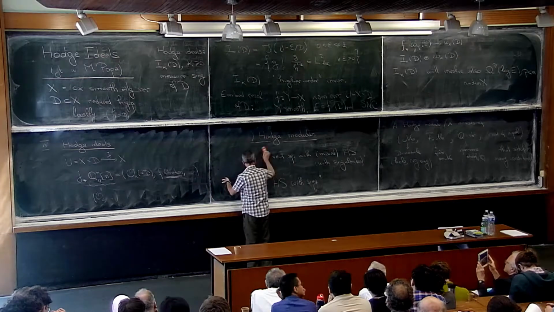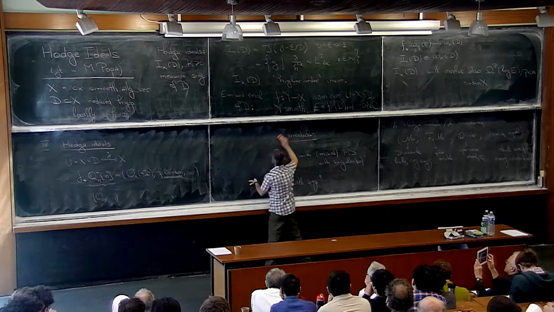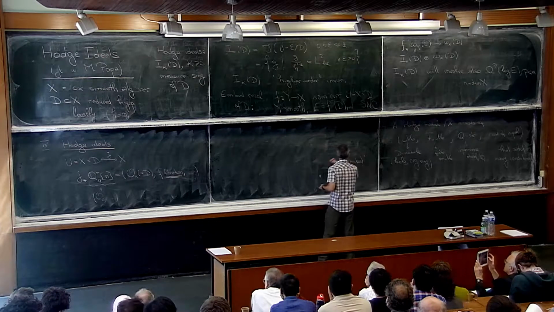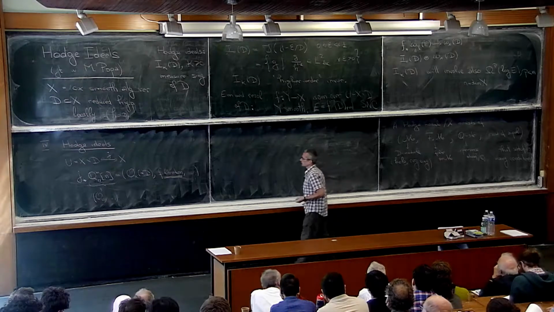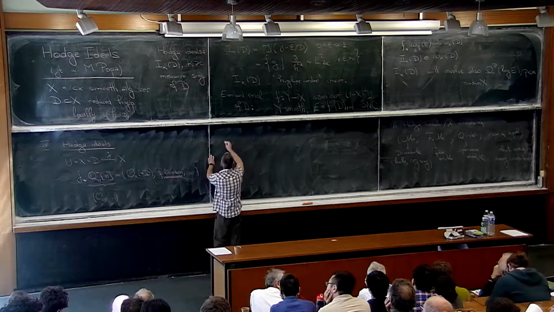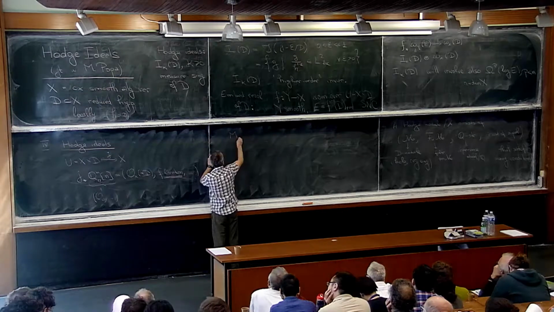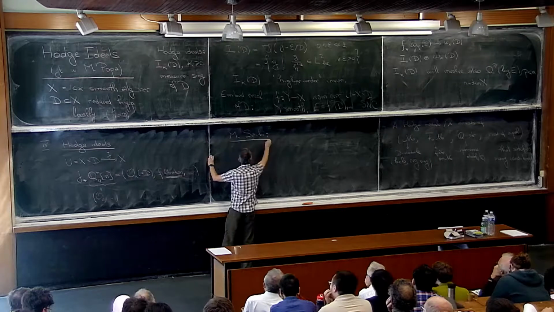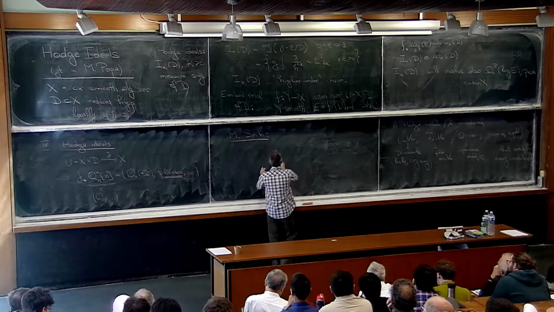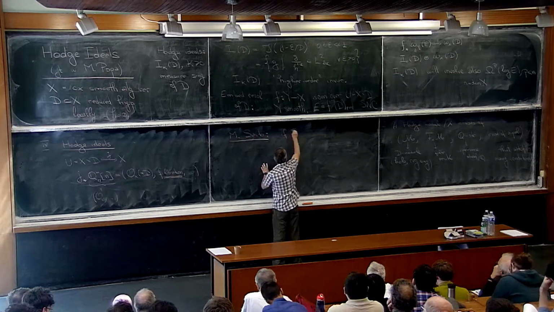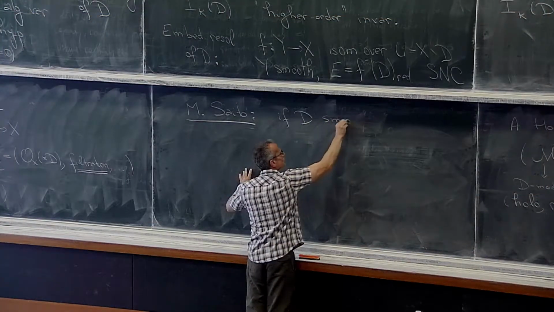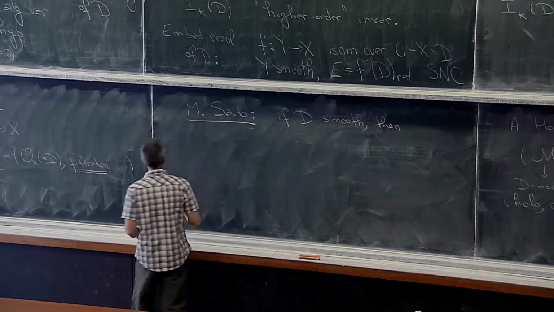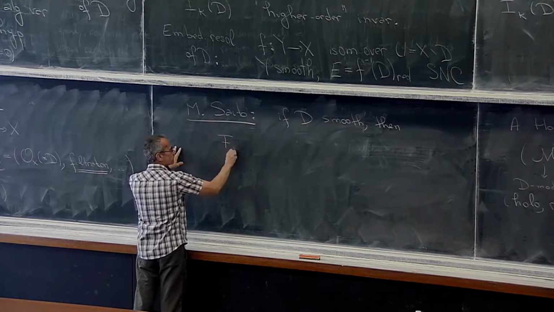All right. So now what's known about these things? So Saito introduced them, and he proved some basic properties. So this is Morihiko Saito, who developed this whole theory. All right, so he proved that, for example, if D is smooth, then this filtration coincides with the polar filtration.